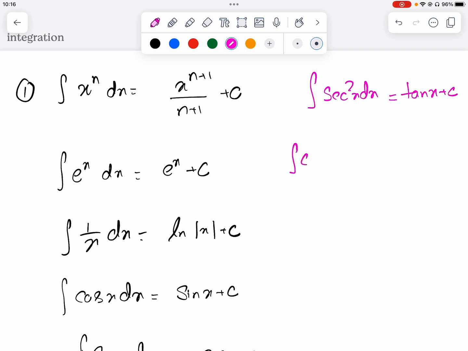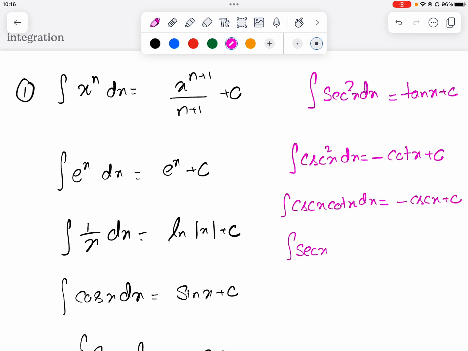Then integral of cosecant square x dx. Integral of cosecant square x is minus cotangent x plus c. Next is integral of cosecant x cot x dx, which is going to be negative cosecant x plus c. Next is integral of secant x tan x dx, which is going to be secant x plus c.